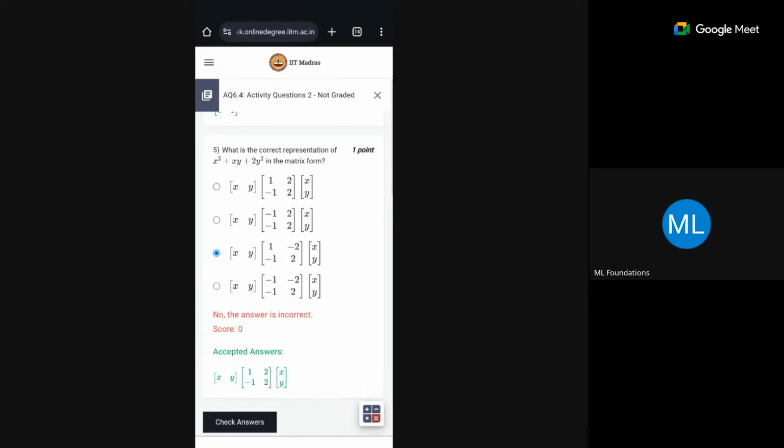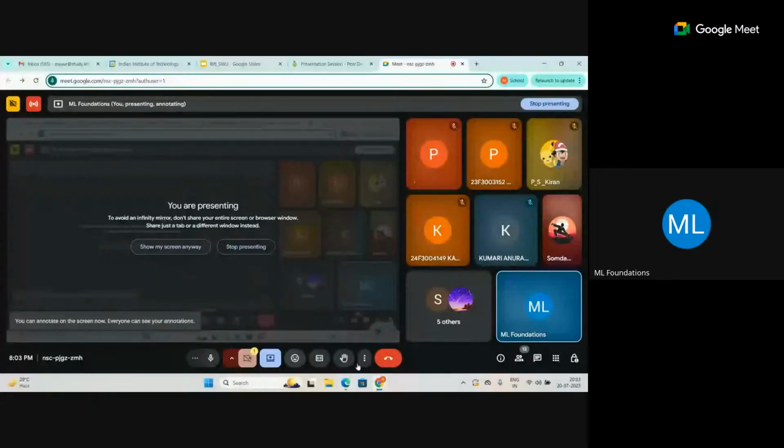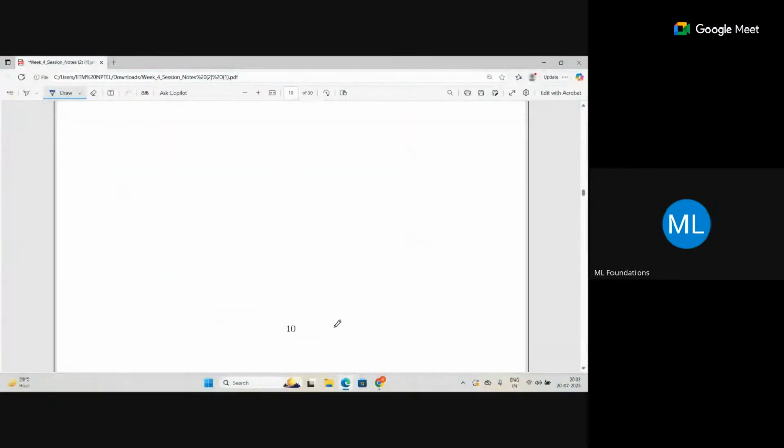You said you're not able to. Okay, you can tell me that form and I'll try to get you the answer. Just tell me: x square plus xy plus 2y square. Okay, yes sir, you can stop sharing your screen. I'll tell you how this is going to be done, so you can easily find it out. That is x square plus xy plus xy plus 2y square.